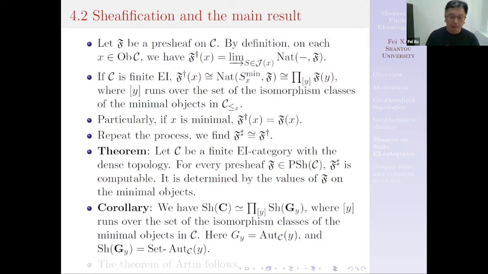And it actually includes Artin's theorem, because if C is the full orbit category, it has only one minimal object. When you put it into this equivalence, on the right-hand side you don't have a direct product, you only have one component, which is exactly the category of G-sets.